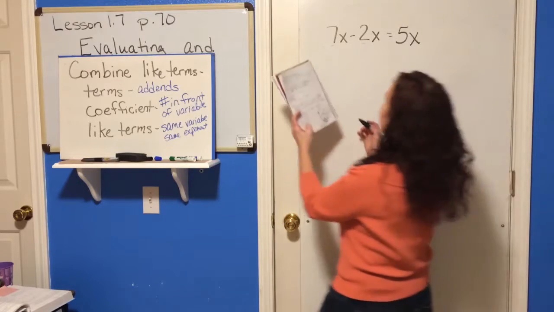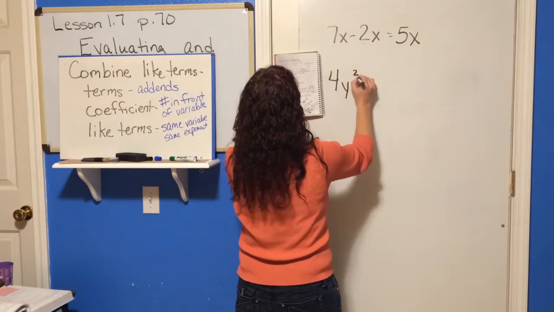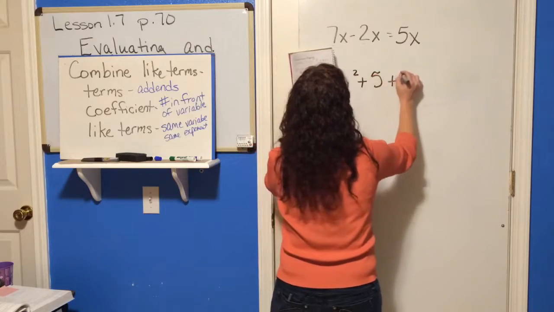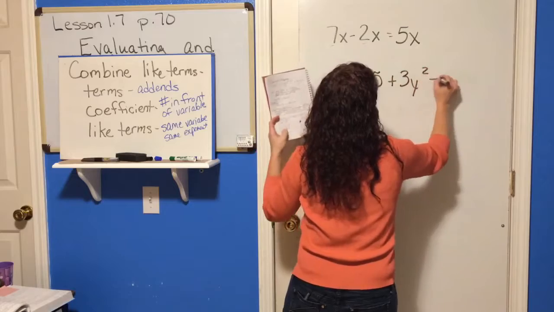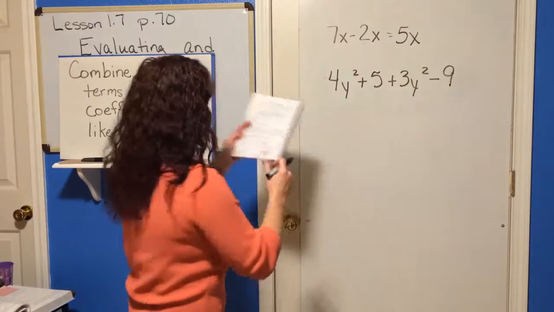All right, what if I give you something a little bit more complex? 4y squared plus 5 plus 3y squared minus 9. If you think you know how to do it, then pause it and do it and come back.